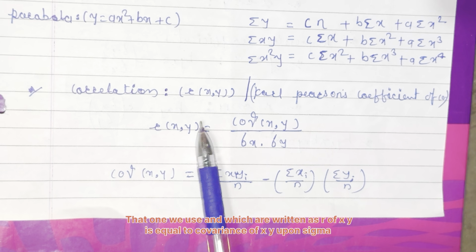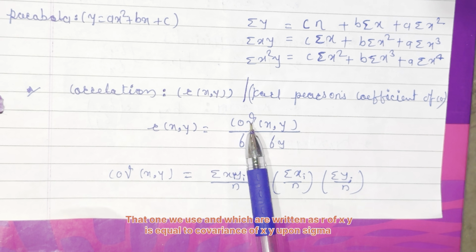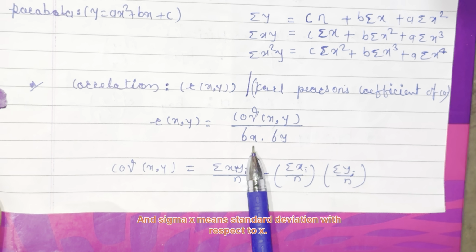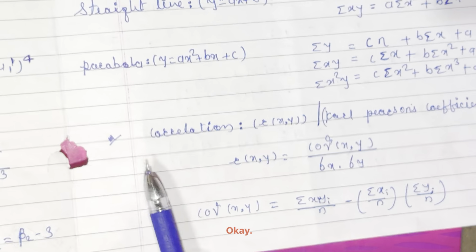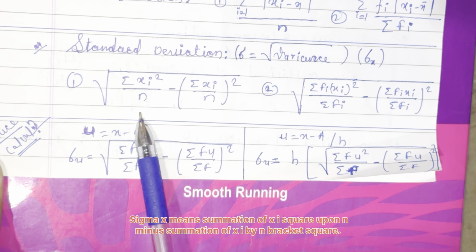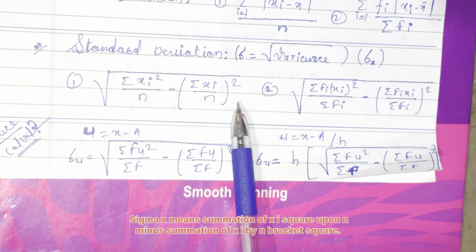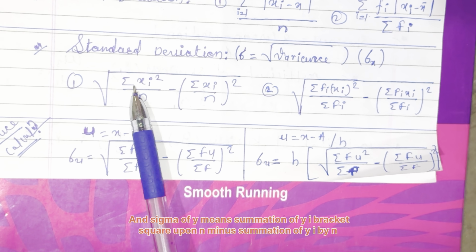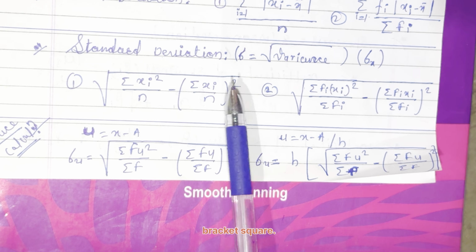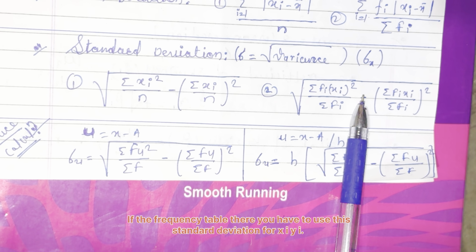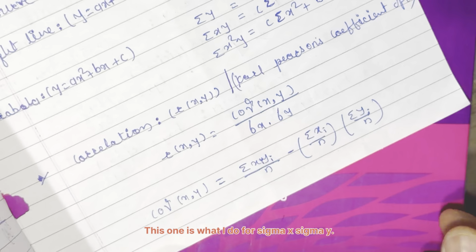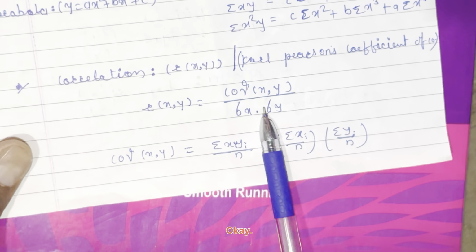That one we use, and it is written as r of xy equal to covariance of xy upon sigma x sigma y. Sigma x means standard deviation with respect to x. Sigma x is the square root of summation of xi square upon n minus the bracket square of summation of xi by n. And sigma y is the square root of summation of yi square upon n minus the bracket square of summation of yi by n. If a frequency table is given, you have to use this standard deviation for xi, yi. This is the value for sigma x, sigma y, that is the standard deviation.